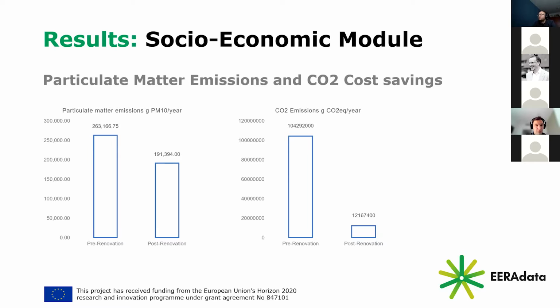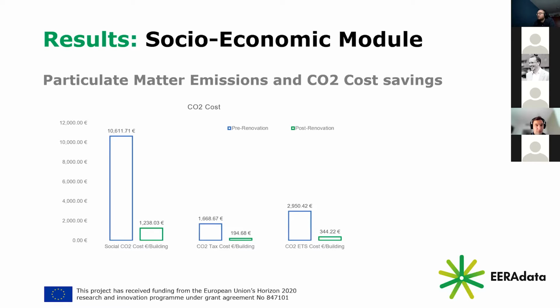Same goes for the particulate matter emissions. You see here the CO2 emissions are decreasing rapidly and significantly because we have a very big difference between the primary energy consumption reduction and the normal energy consumption reduction, which is indicating the particulate matter emissions. Same goes for the CO2 costs. Since we have a huge reduction of primary energy because we changed the heating system, we can see here that the CO2 cost was reduced tremendously, especially the CO2 tax cost.